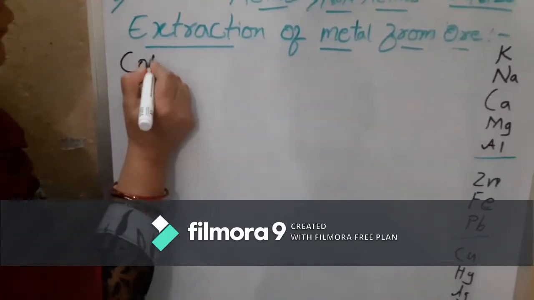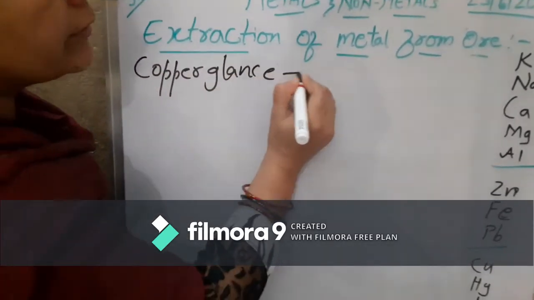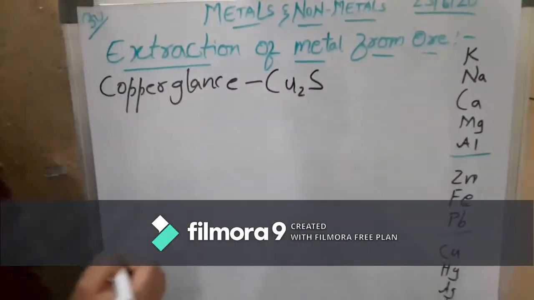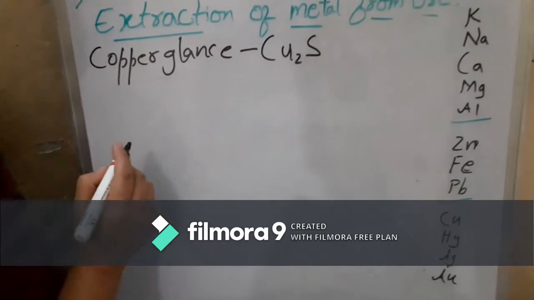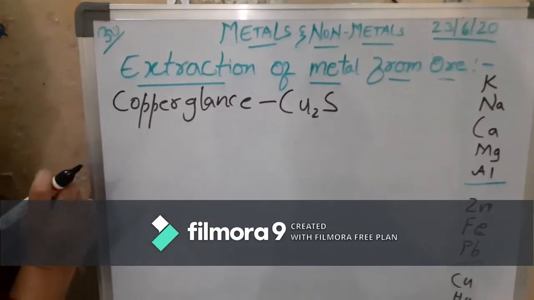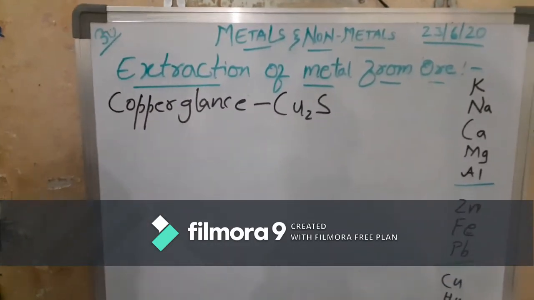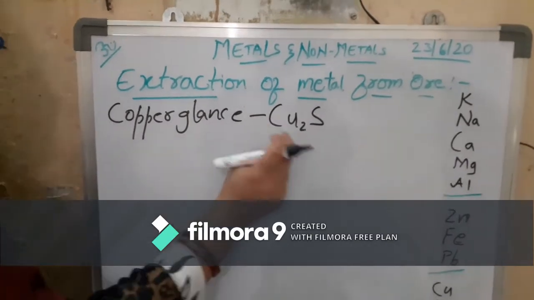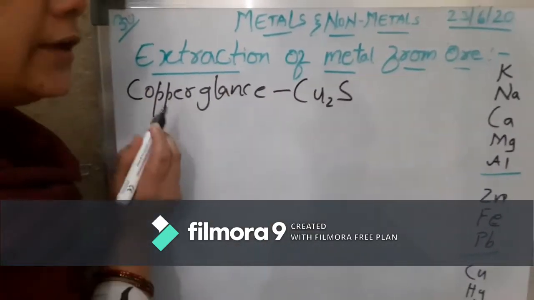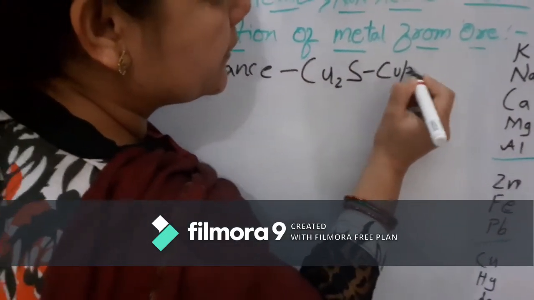Now the sulfide ore of copper is called copper glance. What could be the formula of this sulfide ore? This is Cu2S. Cuprous sulfide, it is also called copper 1 sulfide. Cu2S, because if you crisscross the formula, sulfur has valency 2 and copper will be 1. So copper 1 sulfide, that is nothing but your cuprous sulfide.